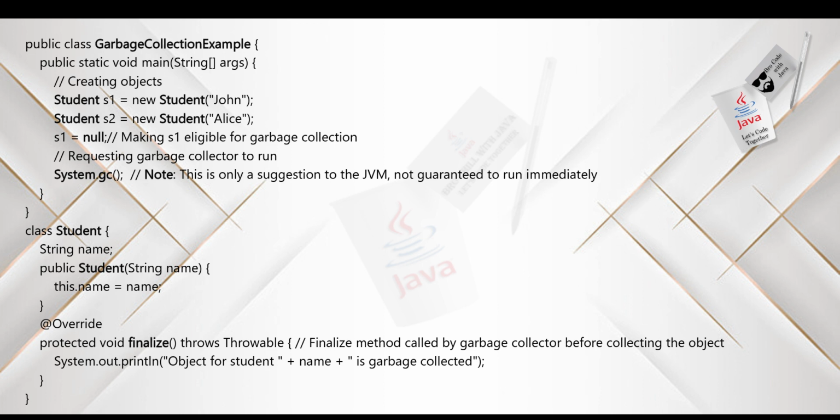We call System.gc() to suggest that the garbage collector should run. However, the garbage collector runs on its own schedule, and we cannot guarantee when it will execute. When the garbage collector eventually runs, it calls the finalize method on objects that are ready for garbage collection, as indicated by the messages printed in the finalize method override within the Student class.